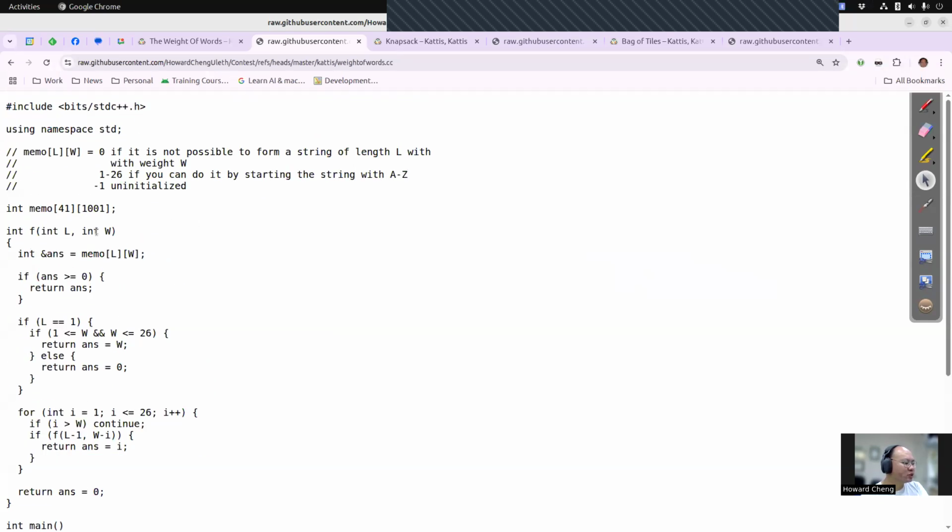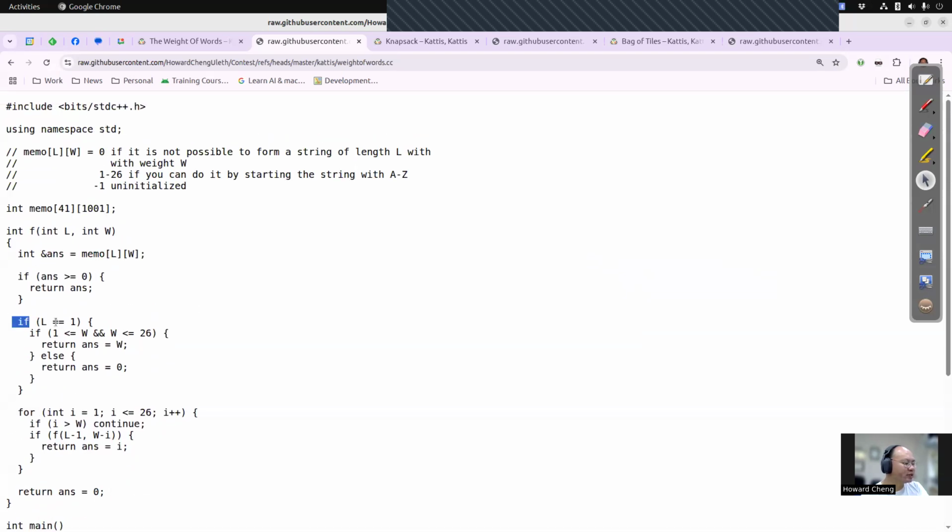Because I don't want to type memo L W all the time, I use a reference like this. So whenever I use the answer, it's referring to the same entry, and I can assign to it. Okay, so if the answer is at least 0, so if it's not -1, that means I've already computed it. So I just return it. I don't do it again.